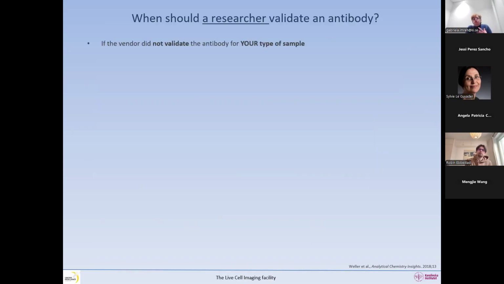So when should you as a researcher validate your antibody? Well, you should do that if the vendor did not validate, you don't find any information about it, especially for your type of sample. As I said, if they only validated in cells and you have tissues, well, then it's time you have to do the job. If the vendor did not provide extensive validation data or data specific for your application, maybe they validated the antibody for flow cytometry, but that doesn't mean that the antibody will work whatsoever for immunostaining.